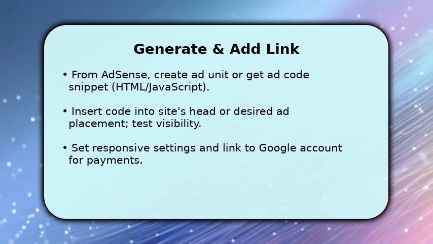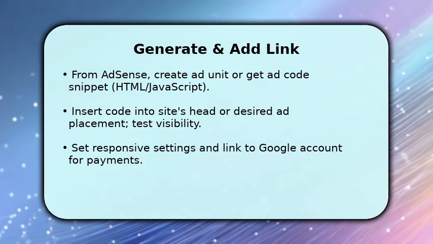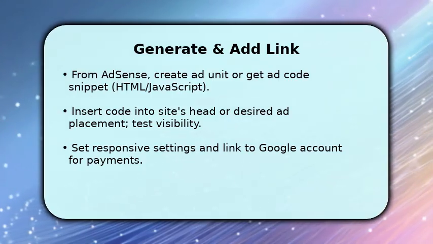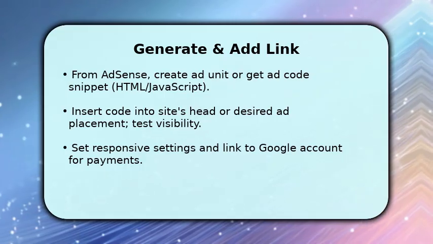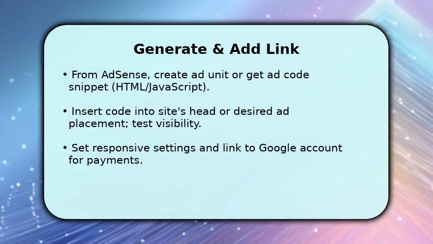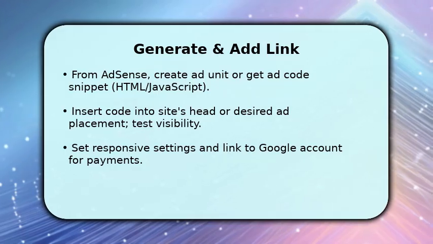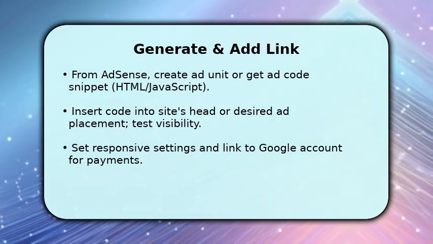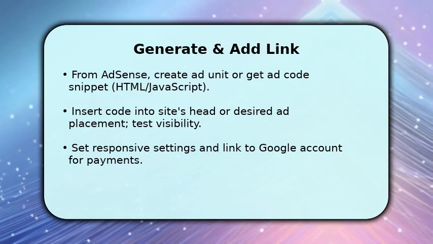Now you generate the AdSense ad code or link by creating an ad unit in the dashboard and copying the provided snippet. You place that snippet in your site's HTML, typically in the head for auto ads or within article templates for manual placements, so Google can serve ads and associate clicks with your account.